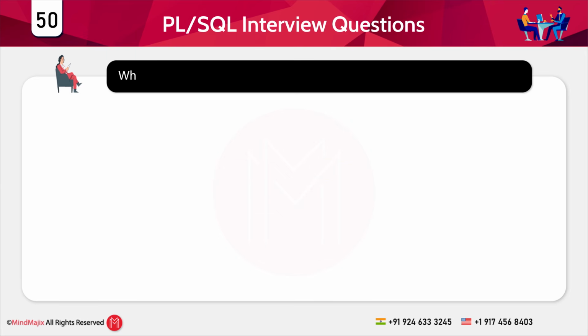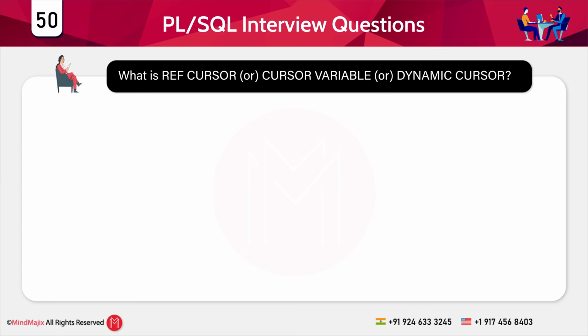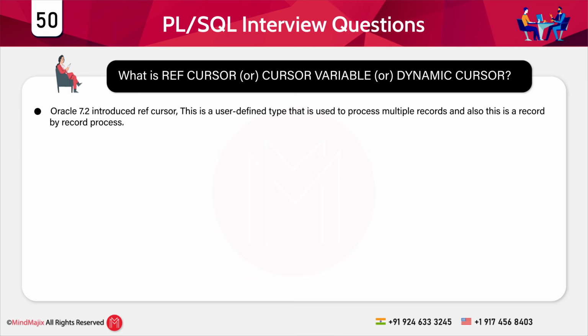The next question is, what is a ref cursor, cursor variable, or dynamic cursor? Oracle 7.2 introduced the ref cursor. This is a user-defined type that is used to process multiple records, record by record. In a static cursor, the database server executes only one select statement at a time for a single active set area, whereas with a ref cursor the database server executes a number of select statements dynamically for a single active set area, and that's why these cursors are called dynamic cursors.